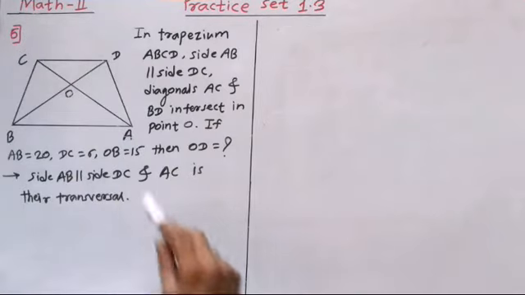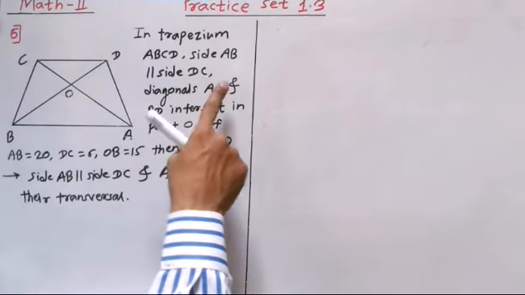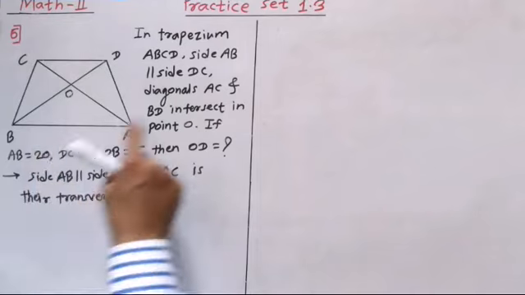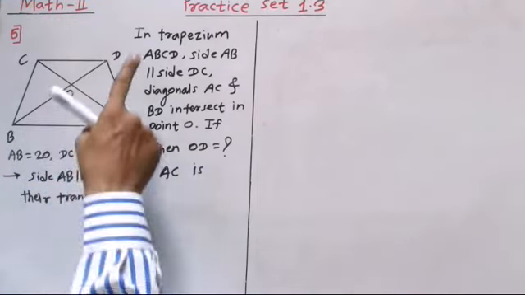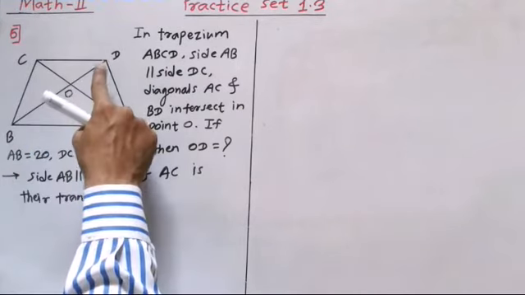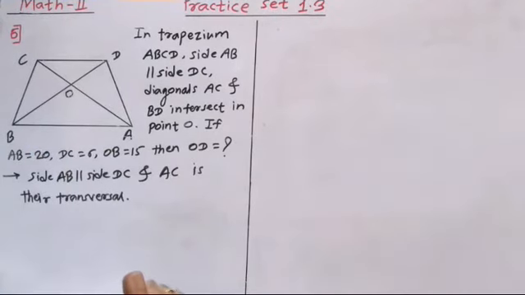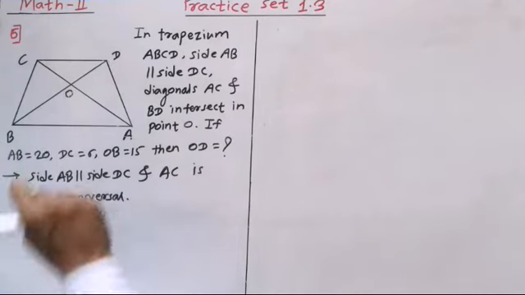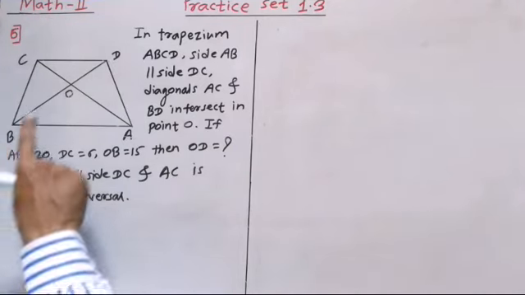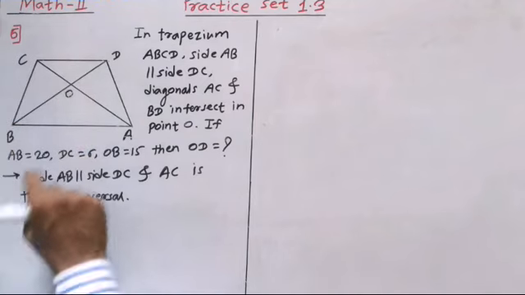Let us see question number 6. In trapezium ABCD, side AB is parallel to side DC. Diagonals AC and BD intersect each other in point O. If length of AB is equal to 20, DC is equal to 6, OB is equal to 15, then find OD.